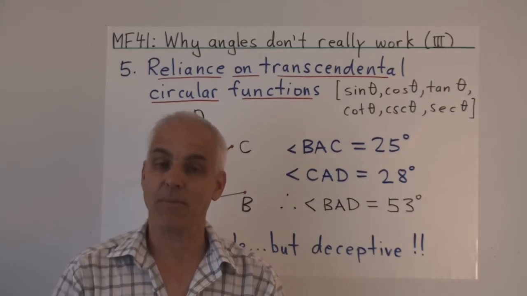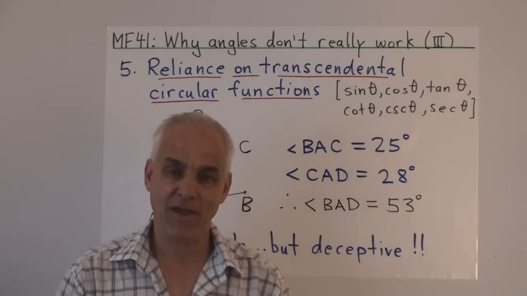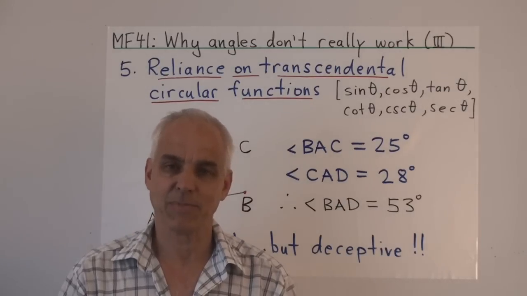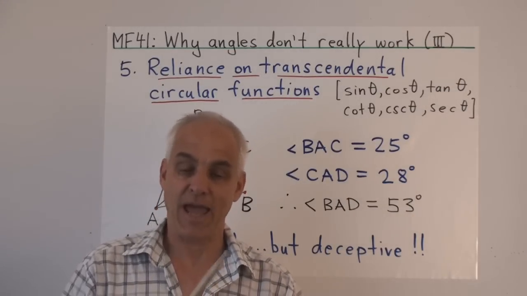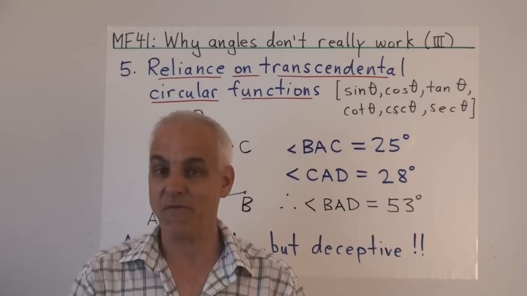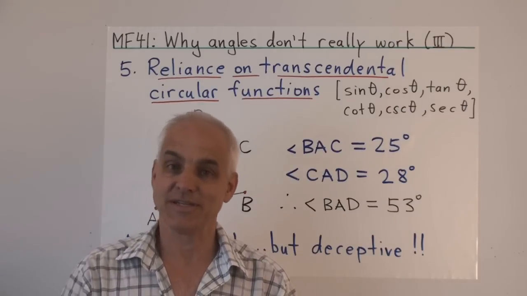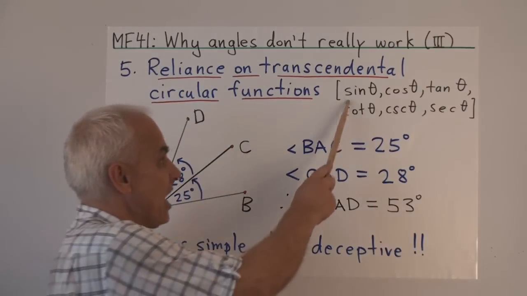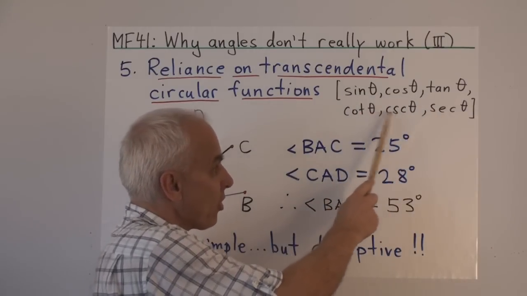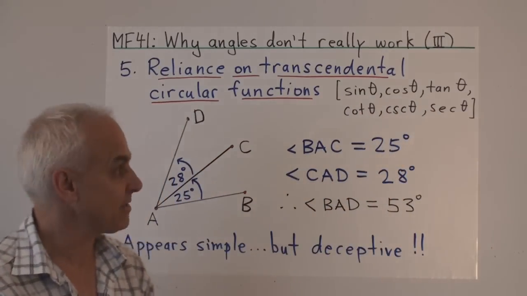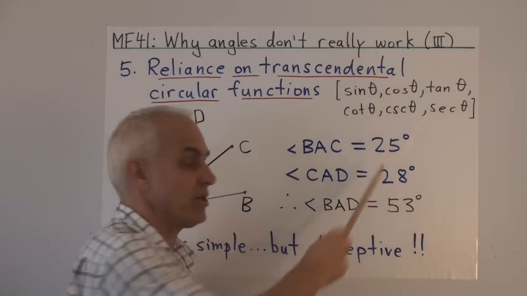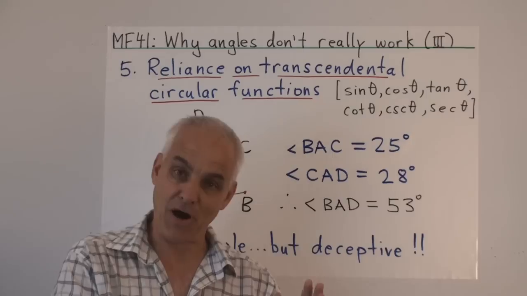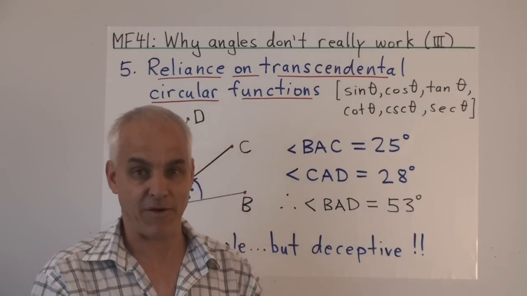In the last few videos we've been talking about some of the disadvantages of using angles as a framework for geometry and trigonometry. One of the important aspects of this is that if you try to use angles, then you are necessarily forced, whether you like it or not, to consider the circular transcendental functions: sine theta, cosine theta, tan theta, and the more complicated ones cotan, cosecant, and secant. These functions are naturally associated to the geometry of a circle, but because we are introducing a circle or circular arcs to measure angles, they naturally appear.